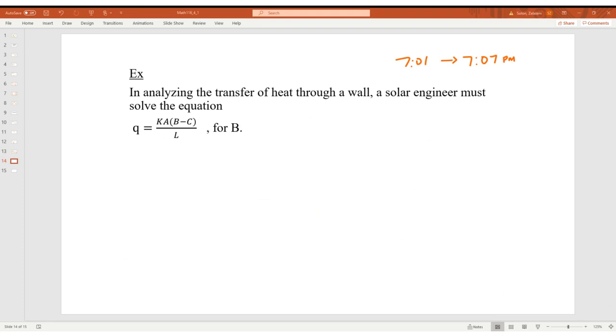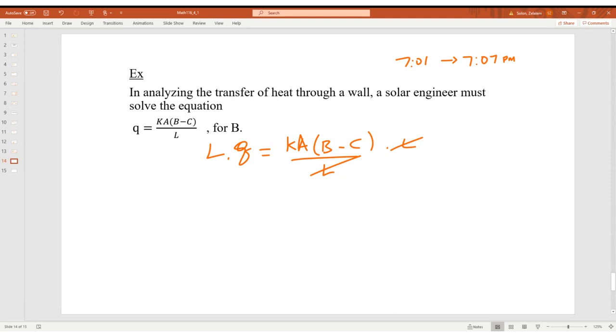Okay, now this is how you solve this problem. So this is Q equals, let me write it this way. Sorry about that. So Q equals KA, capital A, capital B minus C over L. Now, always if you see a division, get rid of the denominator. So I have to multiply both sides by L, so that this will be cancelled out. That way the expression becomes easy to solve.